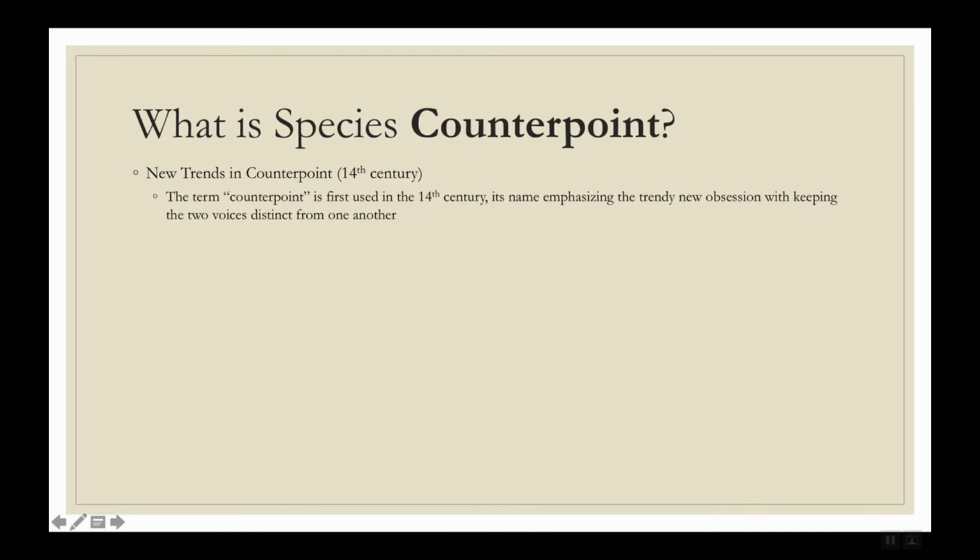So counterpoint is a new term in the 14th century, and its name emphasizes the now trendy new obsession with keeping the two voices distinct from one another. The drone method did keep the voices separate, but one of the voices is too simplistic. It's not really doing anything, it's just droning. So it doesn't really sound like a separate melody, which is something that counterpoint does try to achieve.